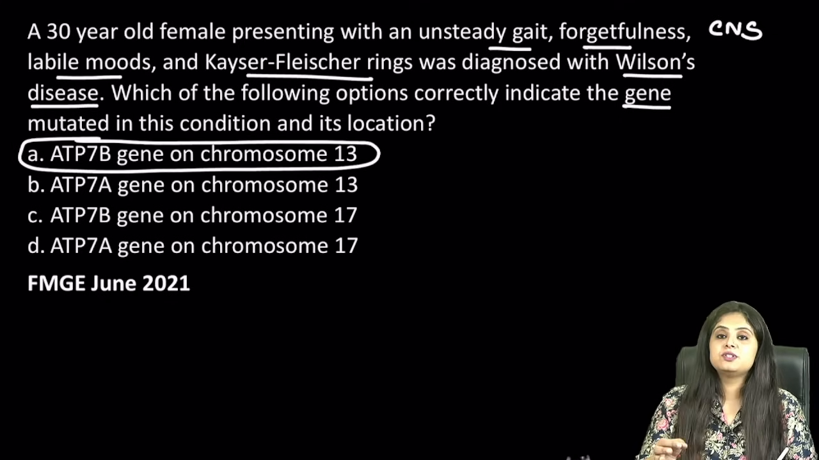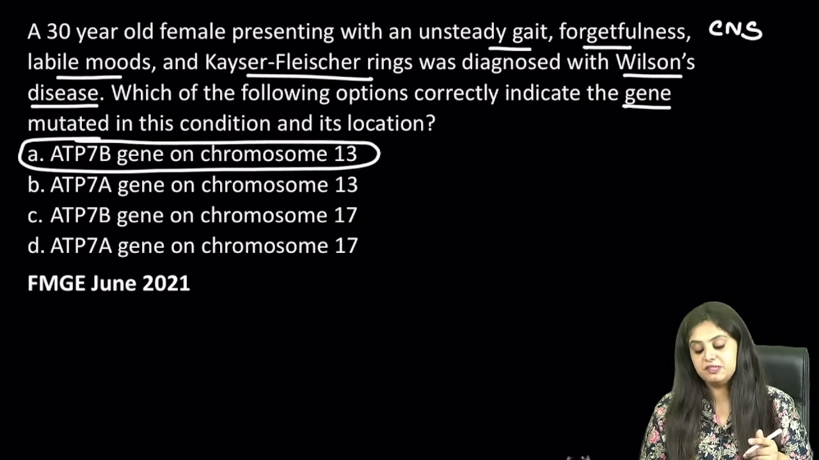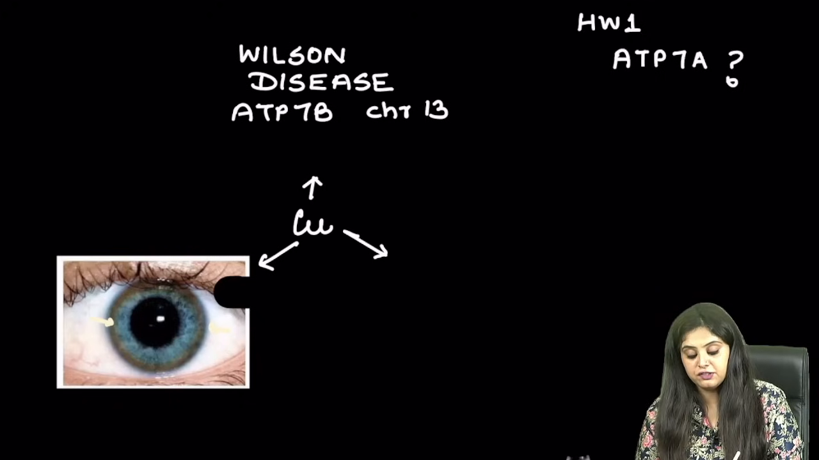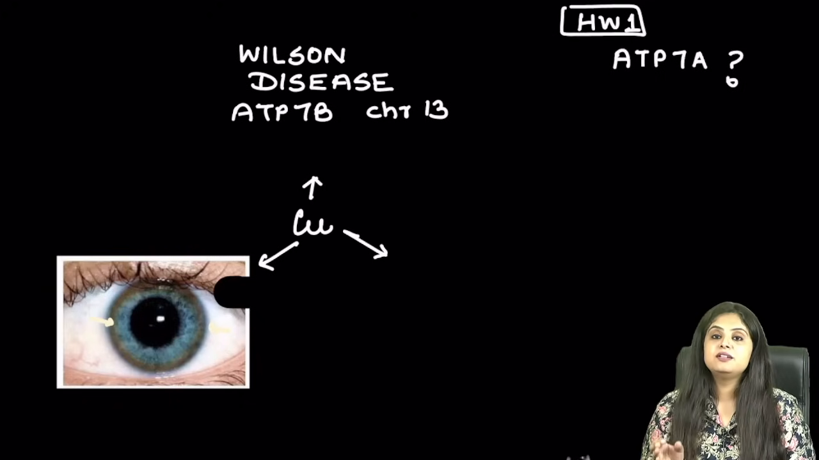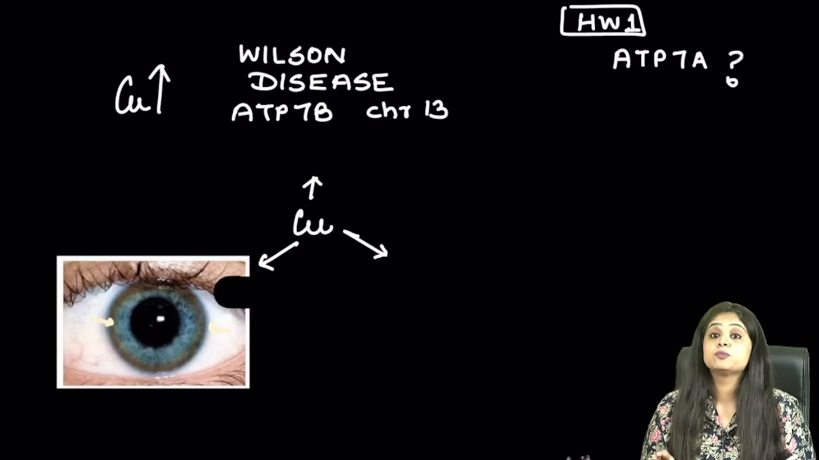And we are starting today's session with a homework where you are going to tell me where do we study ATP7A gene mutation. That's the first homework for the day. But meanwhile, in Wilson disease, which is known as a copper overload, it is the ATP7B gene mutation which is going to be present on chromosome 13.